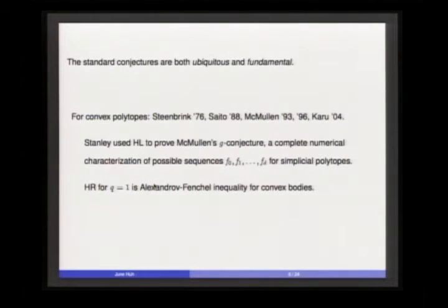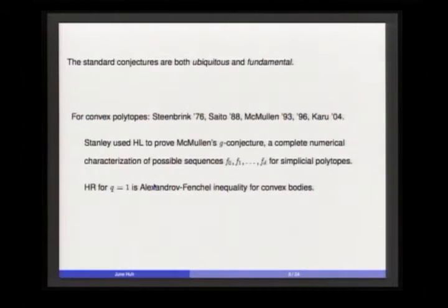One of the striking applications of the hard Lefschetz in this case was given by Richard Stanley, who used the hard Lefschetz theorem in this context to prove McMullen's g-conjecture. This gives a complete numerical characterization of possible sequences f_0, f_1, ..., f_d, where f_i is the number of i-dimensional faces of a simplicial convex polytope. So if you give me any sequence of non-negative integers, and I see whether it passes the test of the g-conjecture. If yes, there is a simplicial polytope having that many faces in each dimension. If no, there is no such polytope.